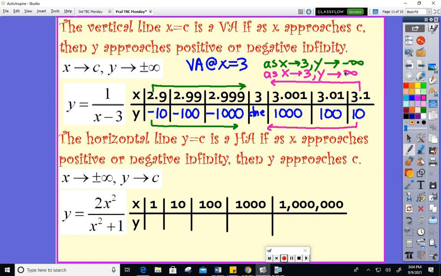Now, a horizontal line, y equals c, is a horizontal asymptote if, as x gets bigger, bigger, bigger, positively or negatively, y is going to settle down and get closer and closer to some finite number. Well, I know that y equals 2x squared over x squared plus 1. Since this fraction is balanced, it's going to have a horizontal asymptote at leading coefficient over leading coefficient, which is 2 over 1, or 2. Now I just want to show you what's going on in the t-chart so you can see this numerical progression.